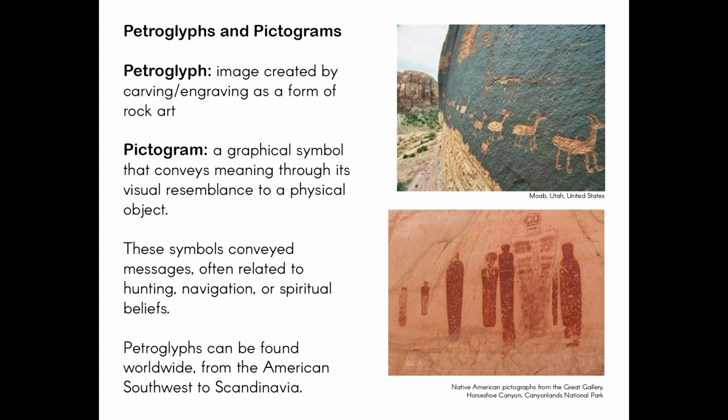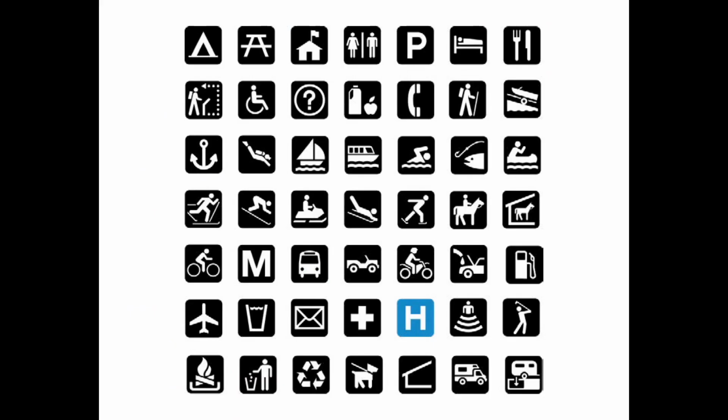And the pictogram is the graphic symbol that's going to convey some sort of meaning through visual resemblance to a physical object. Again, this narrative storytelling aspect. It's often related to hunting, navigation, spiritual beliefs, sort of like what we were seeing inside the caves, the same things happening outside the caves. And they're found worldwide, from the American Southwest to Scandinavia. These two were stateside. The first one at the top is from Moab, and the other one is from Canyonlands. And the Canyonlands one is one you'll typically see in relation to the pictogram.